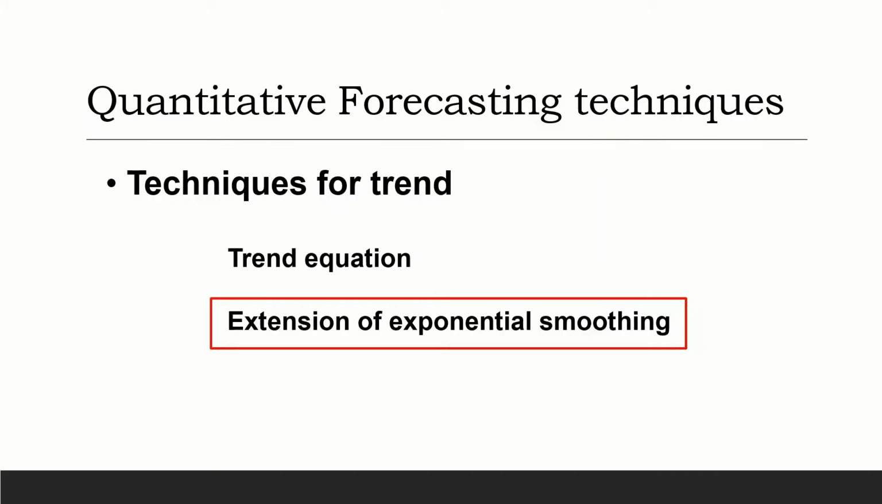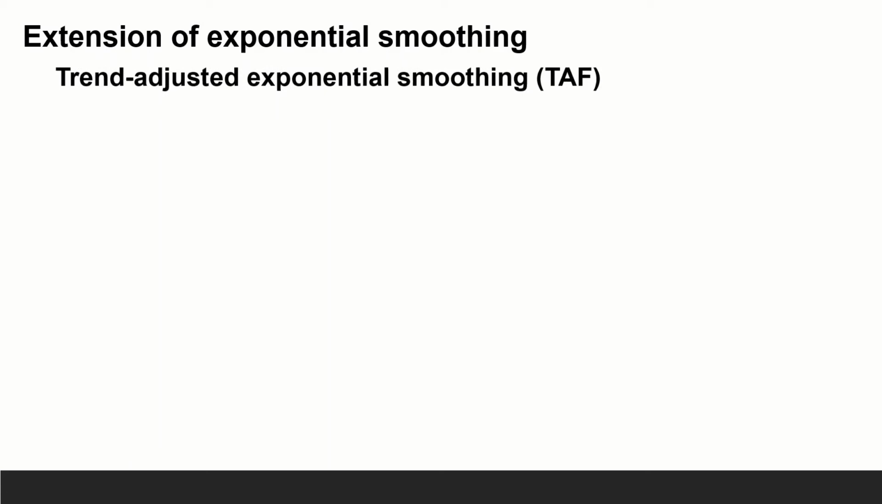We are still with the techniques of trend. The second one is the extension of exponential smoothing. A variation of simple exponential smoothing can be used when a time series exhibits a linear trend. It is called trend-adjusted exponential smoothing or, sometimes, double smoothing, to differentiate it from simple exponential smoothing, which is appropriate only when data vary around an average or have step or gradual changes.